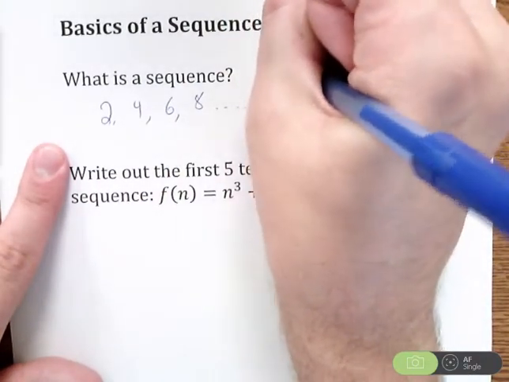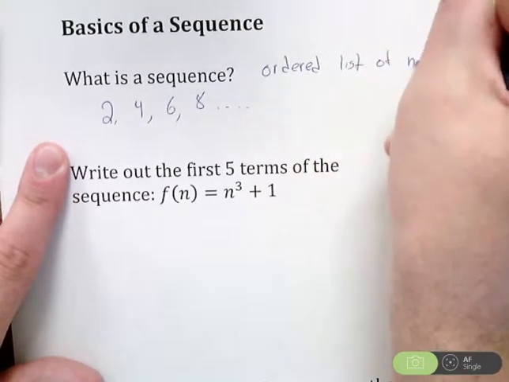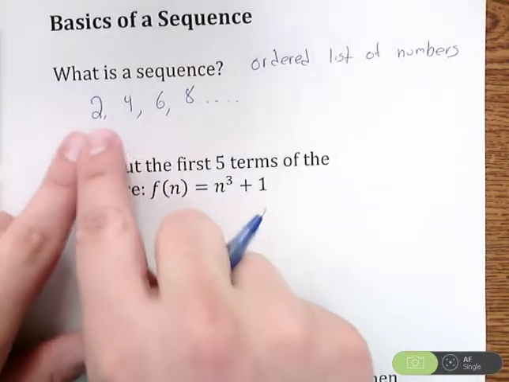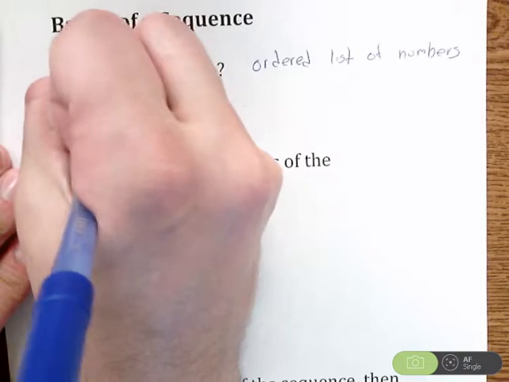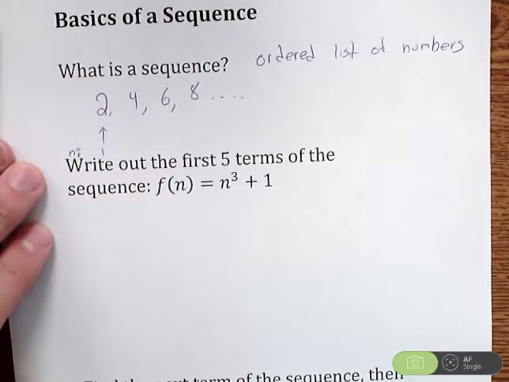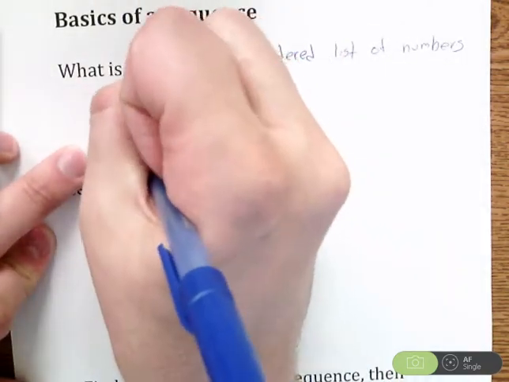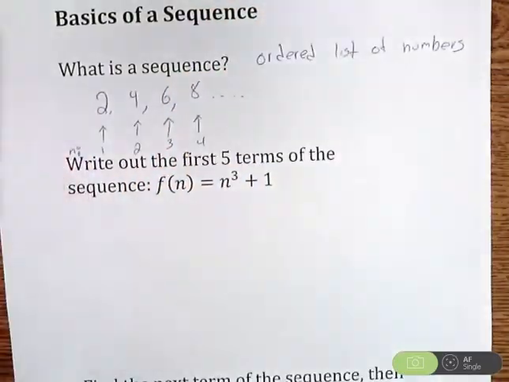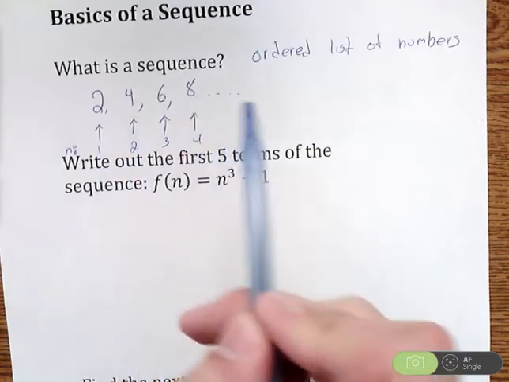Essentially what it is, is an ordered list of numbers. So 2, 4, 6, 8, dot, dot, dot, goes on and on and on. Where 2 would be the first term. So sometimes we call these n. So the n here would be 1. So this is the first term, this is the second term, third term, fourth term. There's an order there. So an ordered list of numbers like 2, 4, 6, 8.